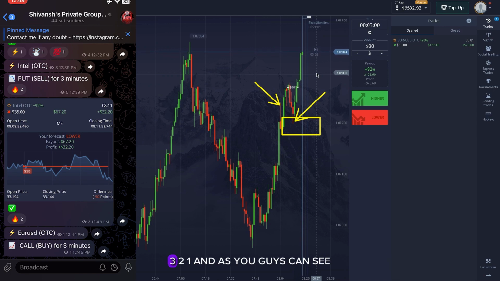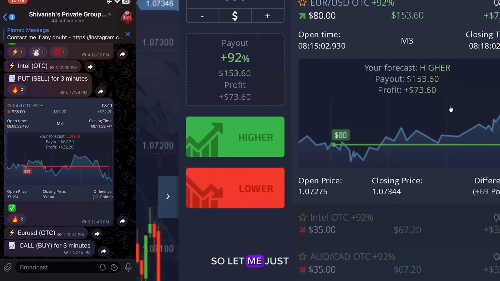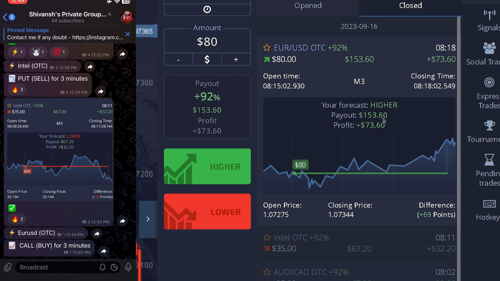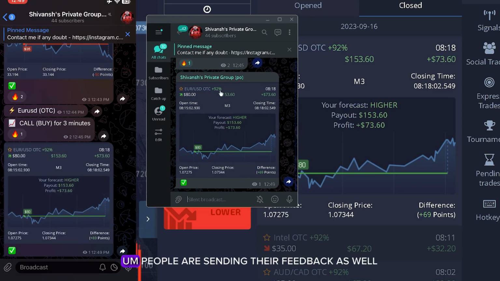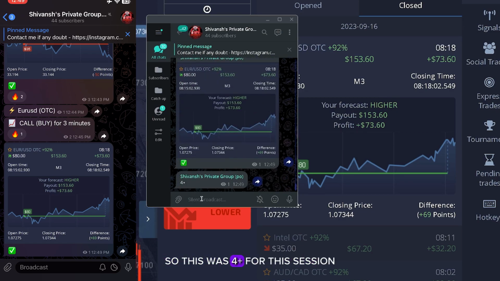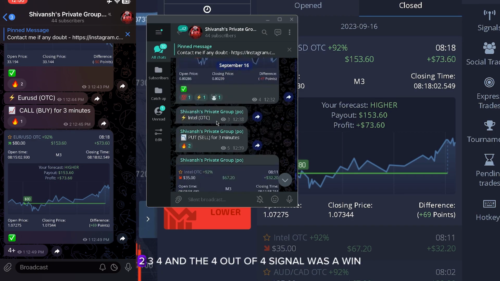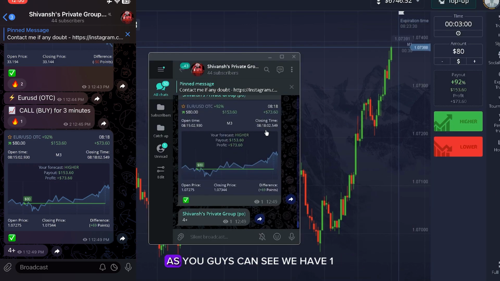5, 4, 3, 2, 1. And as you guys can see, we have won this trade as well. Let me just share the screenshot in the group so that people can know that we have won this trade. As you can see, people are sending their feedback here as well. So this was 4 plus for the session. We have sent 4 signals, 1, 2, 3, 4, and 4 out of 4 signals were a win. As you can see, we have won 4 signals continuously.